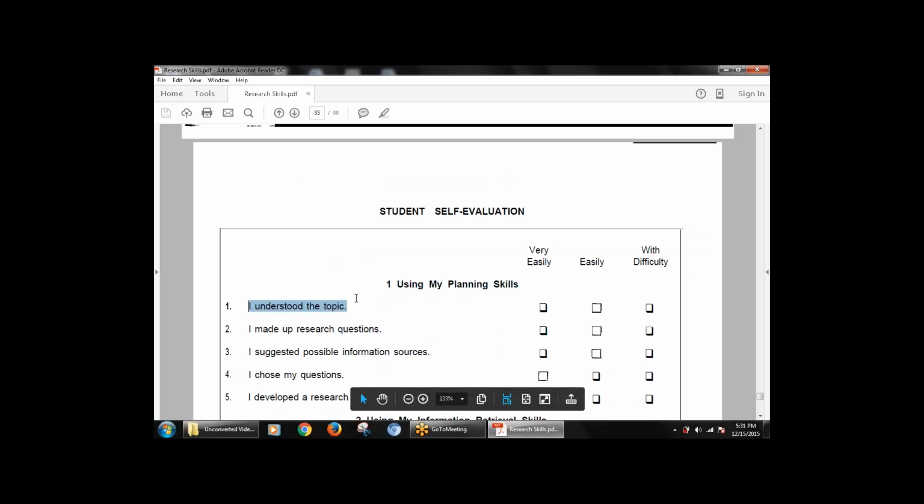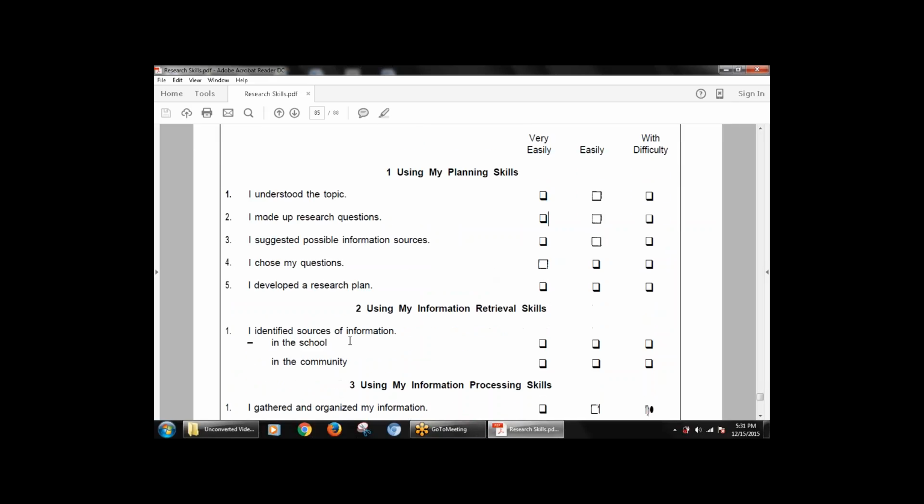The first topic is: I understand the topic very easily or with difficulty. Then, I made up the research questions very easily or with difficulty. I suggested the possible information sources easily, with difficulty, or very easily. These are the various questions as per my requirement to myself only.